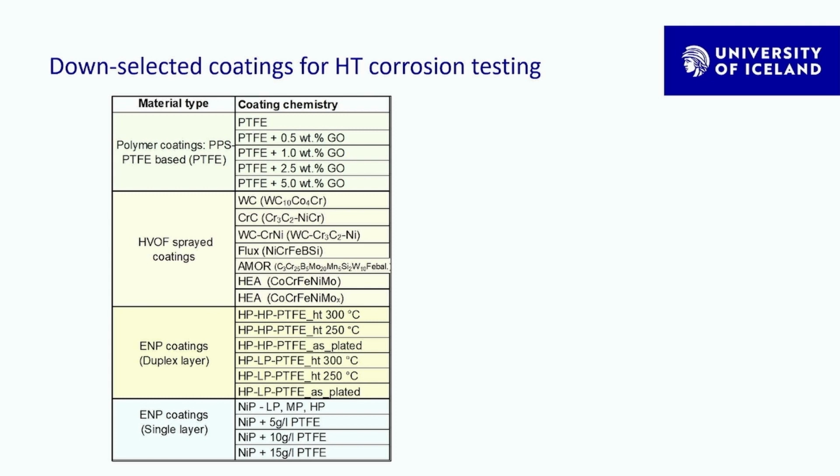The second was HVOF sprayed, high velocity oxygen fuel sprayed coatings, where we have more conventional cermets as well as a high entropy alloy coating, previously tested in GeoCoat, and also some ENP coatings, or electroless nickel plated coatings, which actually have a double layer structure and heat treatment, which we had developed from the GeoCoat project. So our findings there fed into this project.